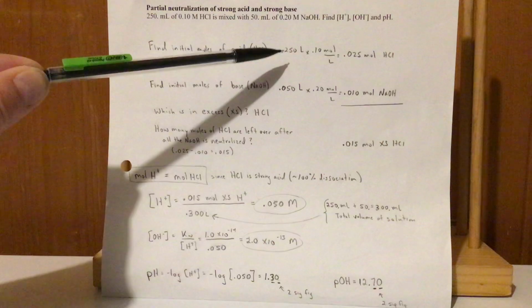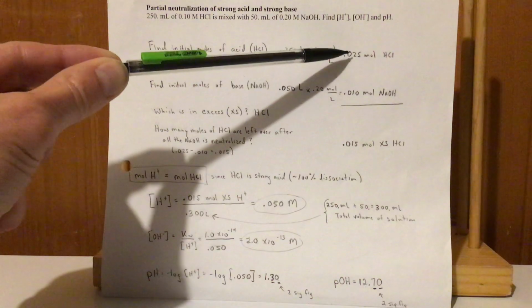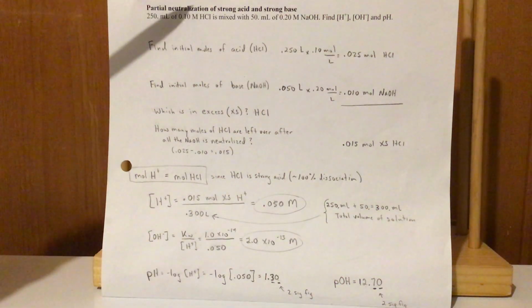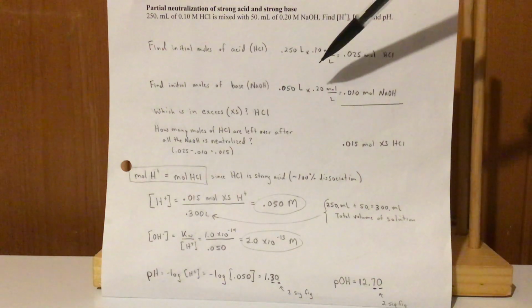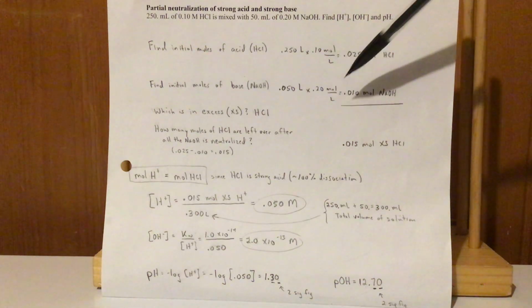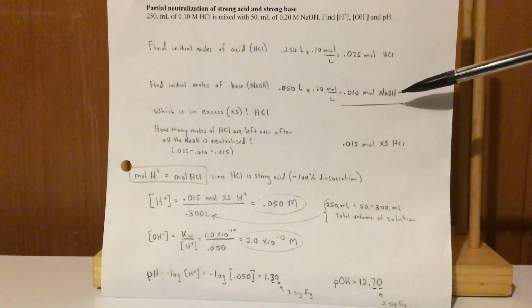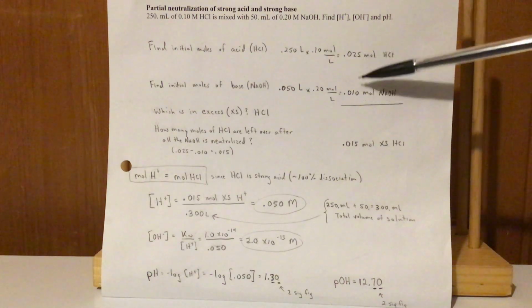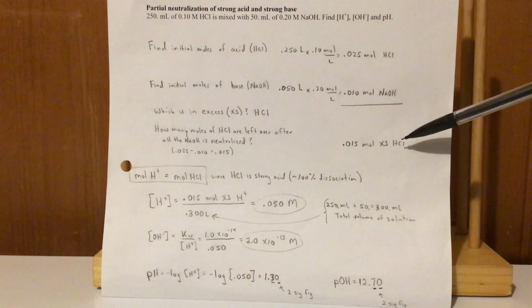So let's find the moles of HCl. We do that by taking 0.250 liters, multiplying it by 0.10 moles per liter, and I get 0.025 moles of HCl. I'm going to do the same thing with the moles of NaOH: 0.050 liters times 0.20 moles per liter, and I get 0.010 moles of NaOH. So what is going to happen is the H+ from HCl and the OH- from NaOH are going to cancel out in a 1-to-1 fashion, but what I'm going to have is 0.015 moles excess HCl.